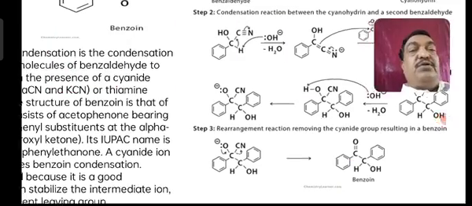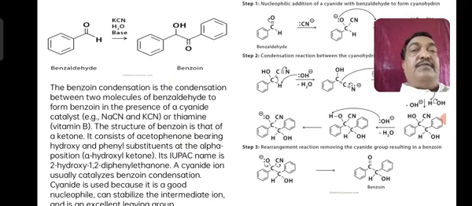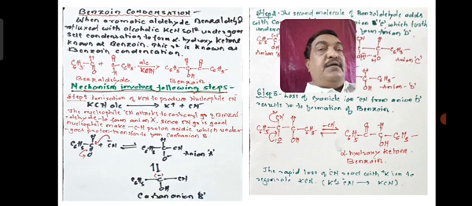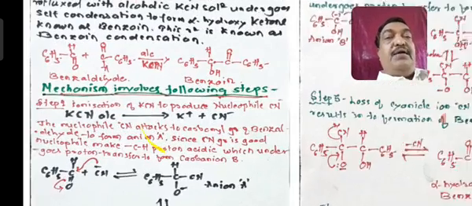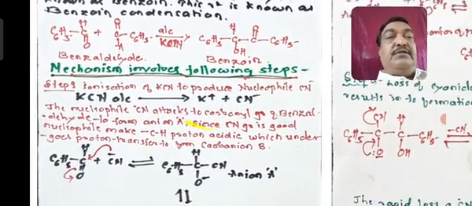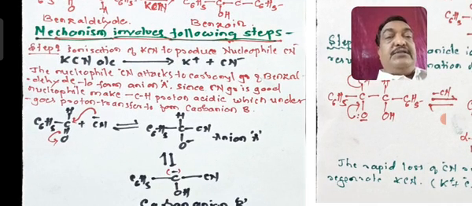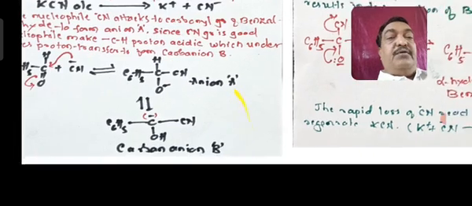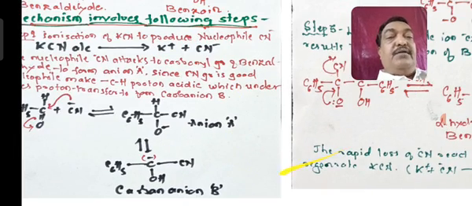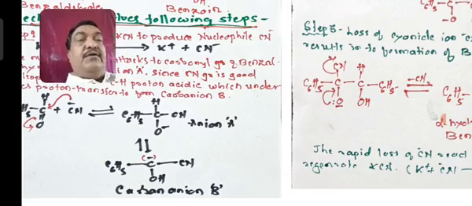When two molecules of benzaldehyde in aqueous cyanide undergo condensation, the product is called benzoin, and this is the benzoin condensation. So this benzoin condensation reaction, you may go through. You can see the reaction is the same, aqueous cyanide, and you can see the same carbanion B formation that I have already explained.